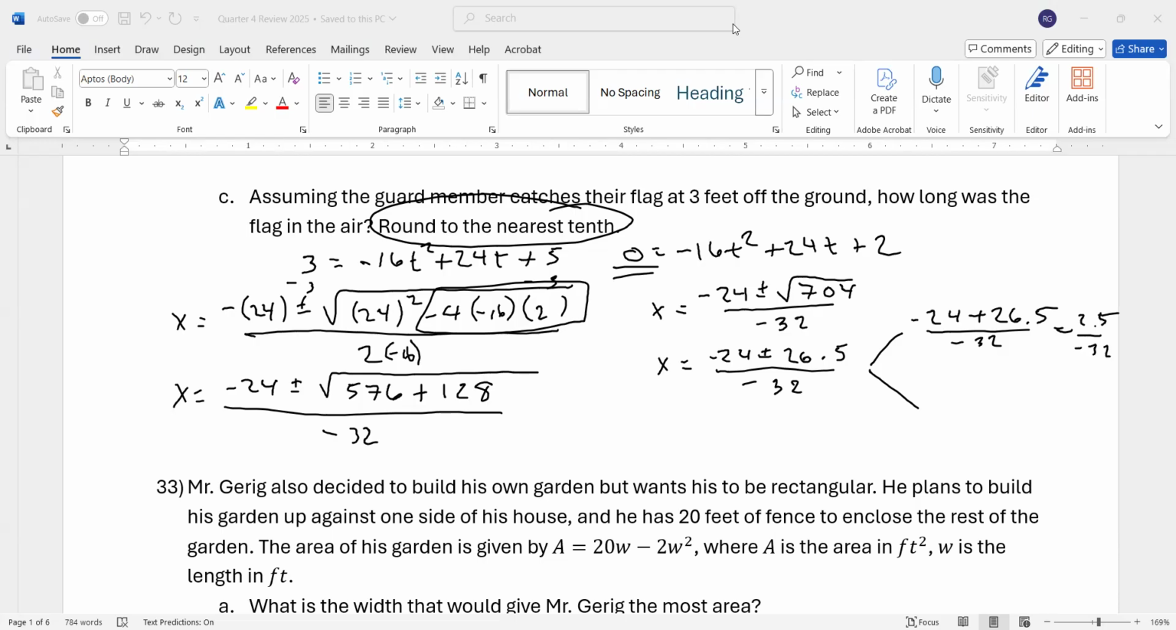Which is going to be a negative number, which doesn't make sense. So negative 0.1, which doesn't make sense here. The next answer should make sense.